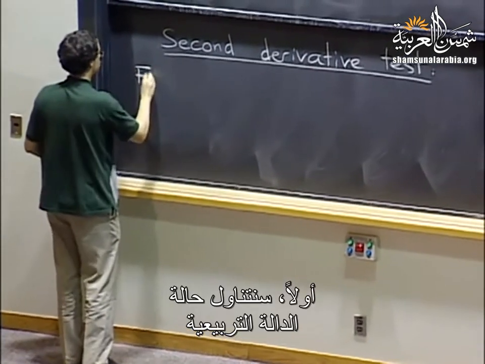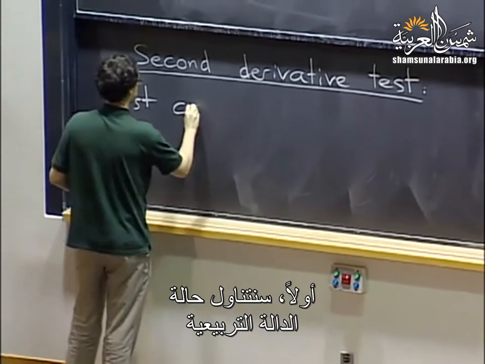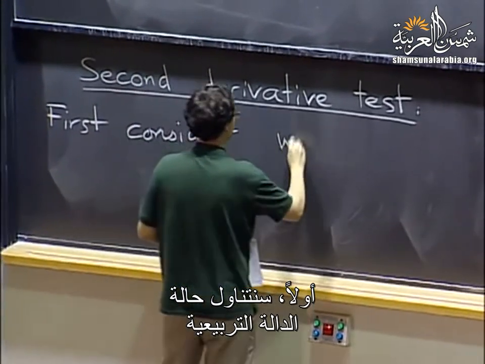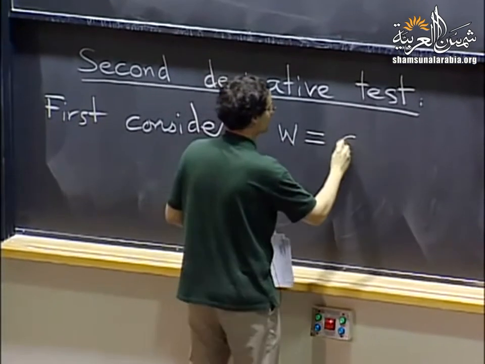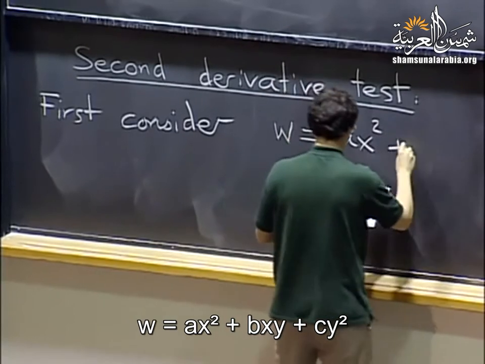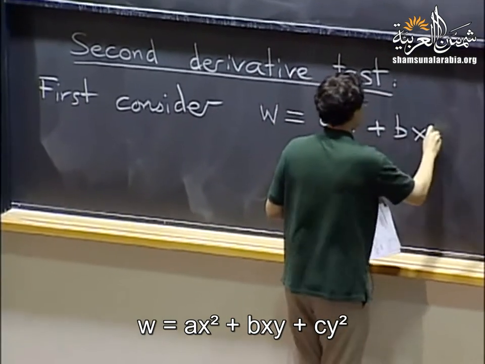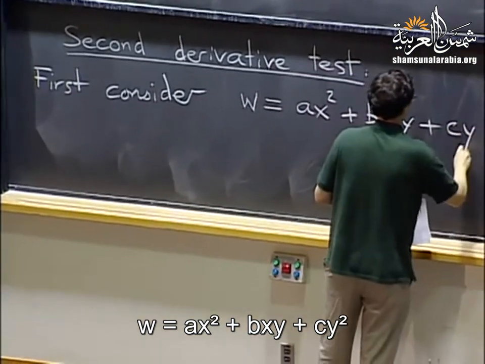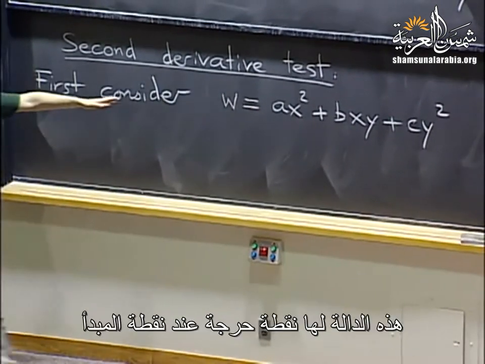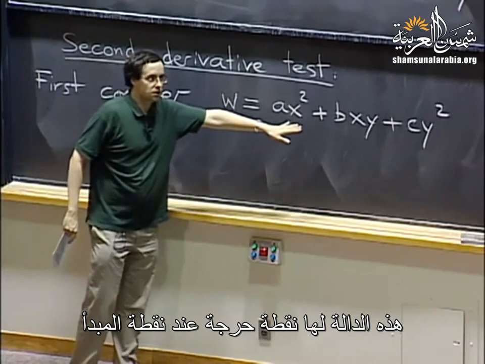Okay, so we are first going to consider a case where we have a function that's actually just quadratic. So let's say I have a function w of x,y that's of the form ax squared plus bxy plus cy squared. Okay, so this guy has a critical point at the origin, right?